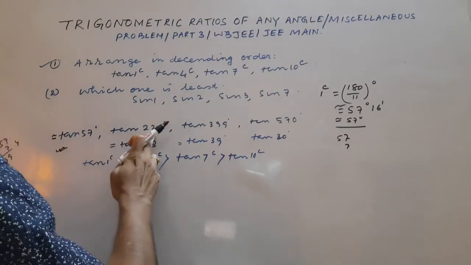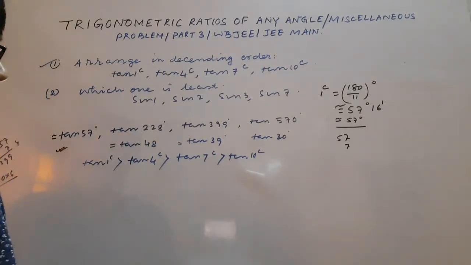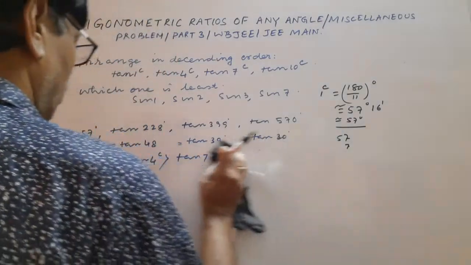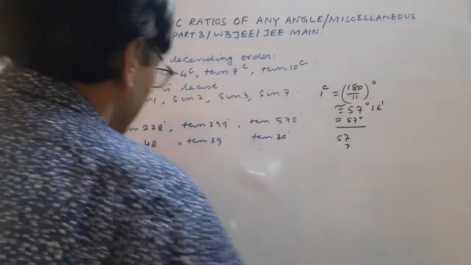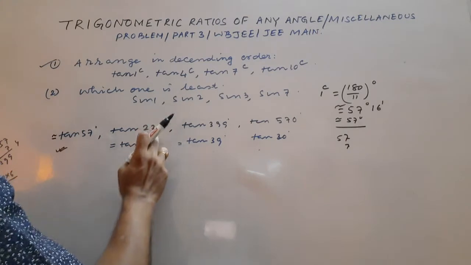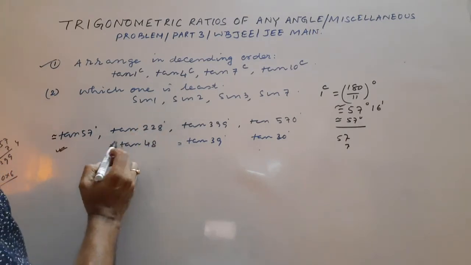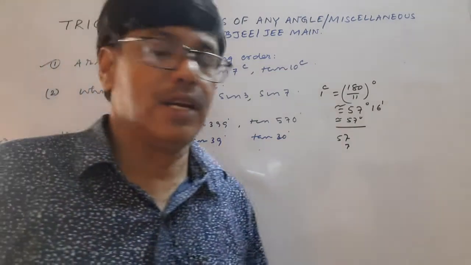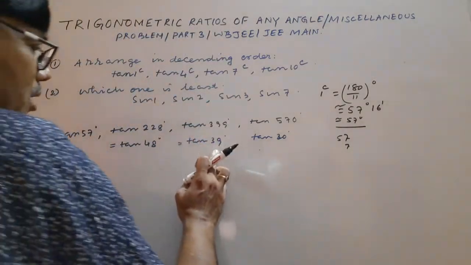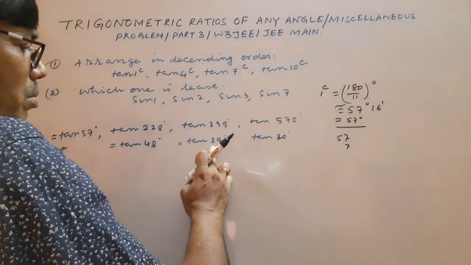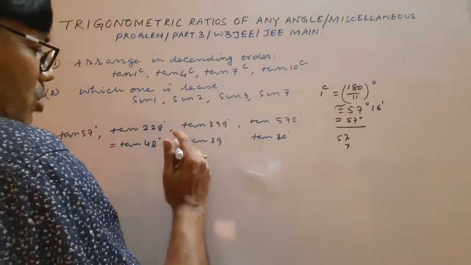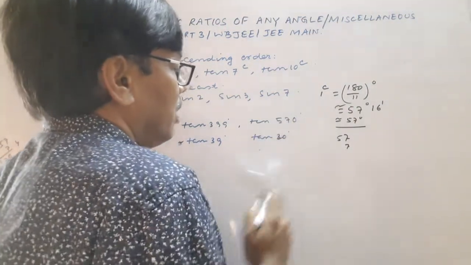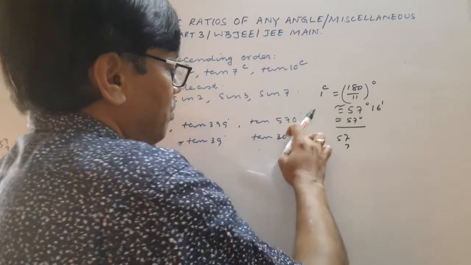Second, tan 228. Tan 228 is tan 180 plus 48, in the third quadrant, so it is tan 48 degree approximately. Tan 399 is tan 360 plus 39, so approximately tan 39. And the last one is approximately 570.